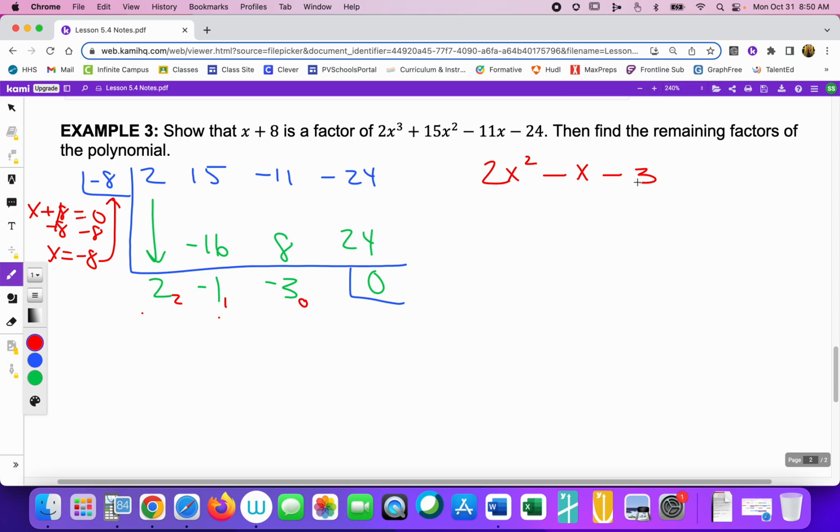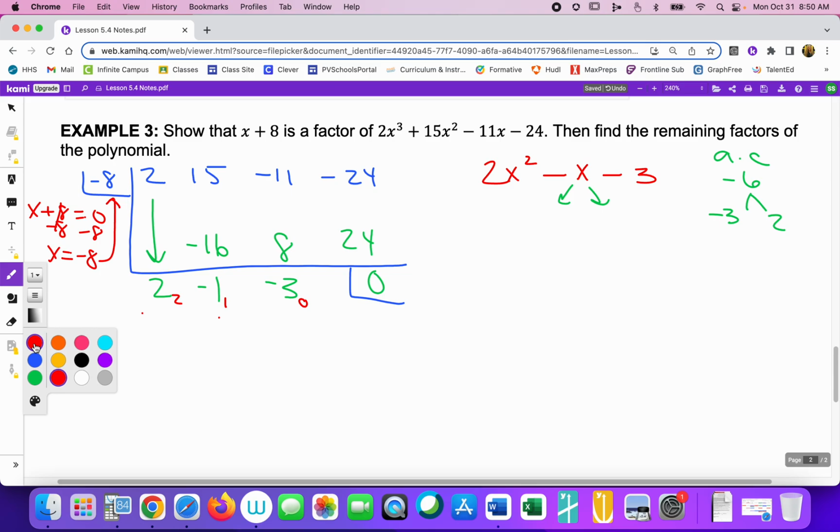How do you factor 2x squared minus x minus 3? A times c, which is what? -6. What factors of -6 have a difference of 1? 3 and 2, which one's negative? 3. What do we do with those? You have to factor by grouping because a is not 1.